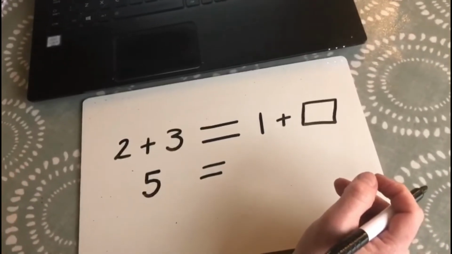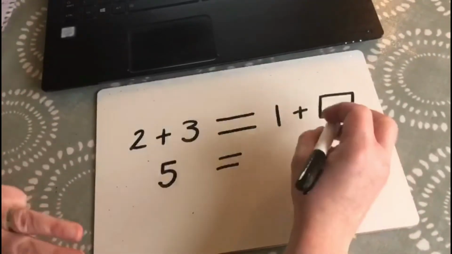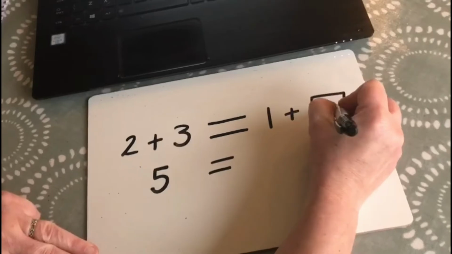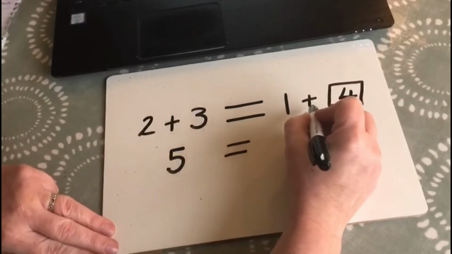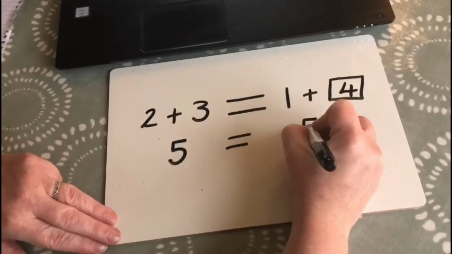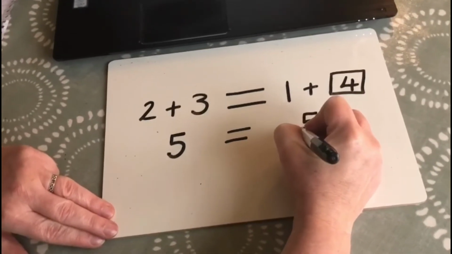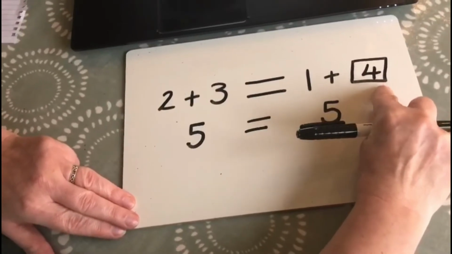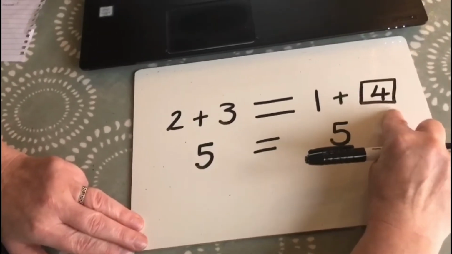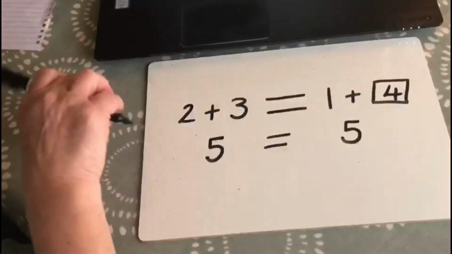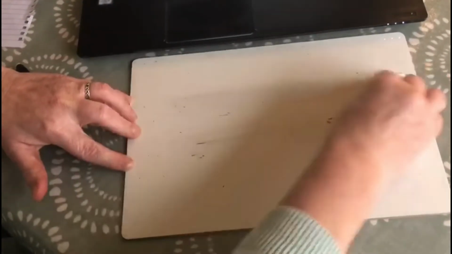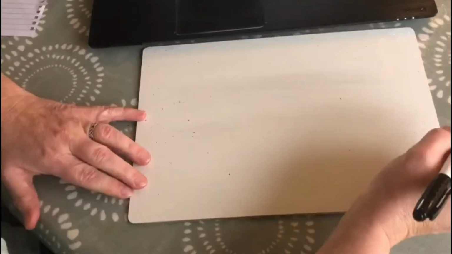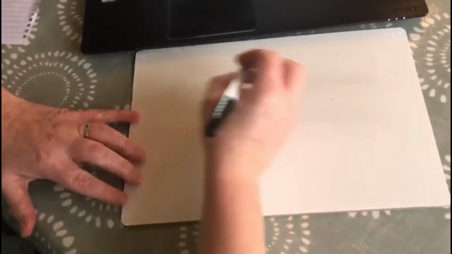So what do I add to 1 to make 5? I need 2, 3, 4, 5. I need 4 more. So my number sentence is going to be 1 add 4. That also makes 5. So the missing number was number 4, which I needed to balance the two number sentences. Okay, let's try another one. We'll keep it within 10 first of all. Let's try balancing some subtraction number sentences.